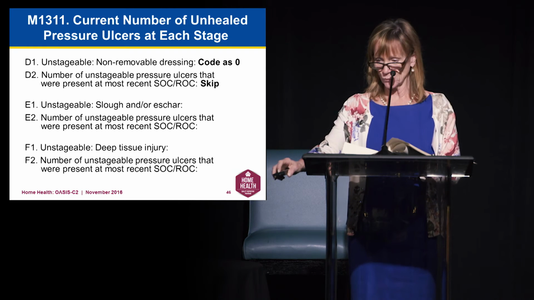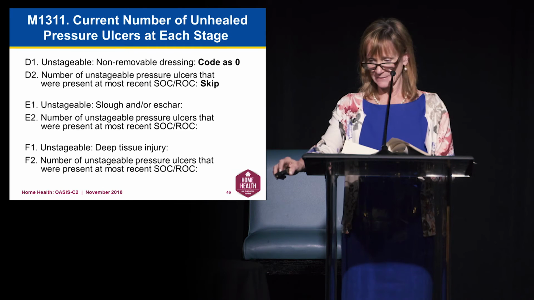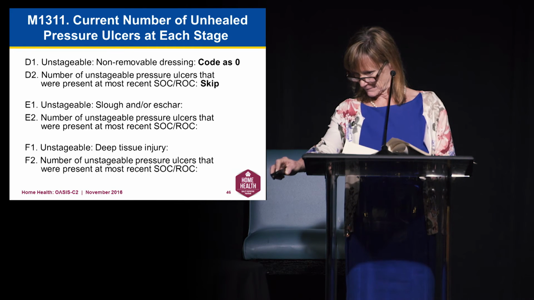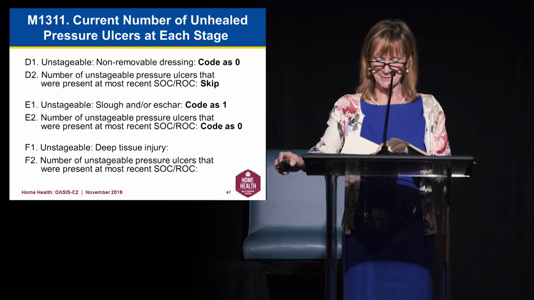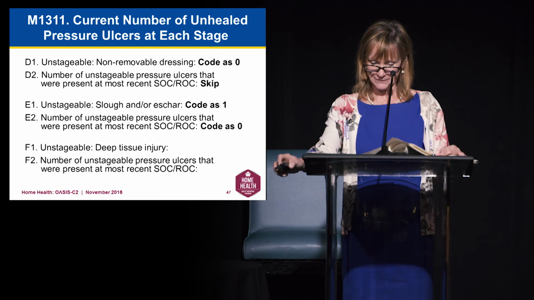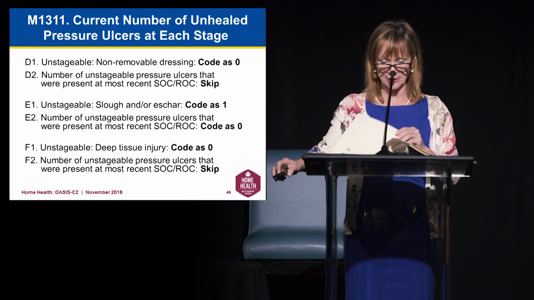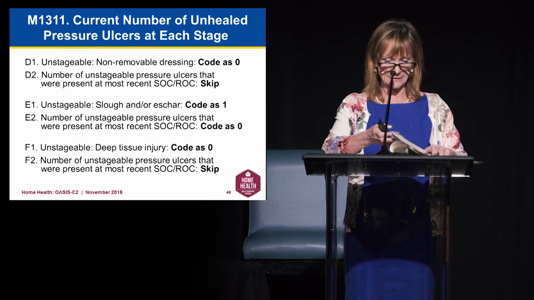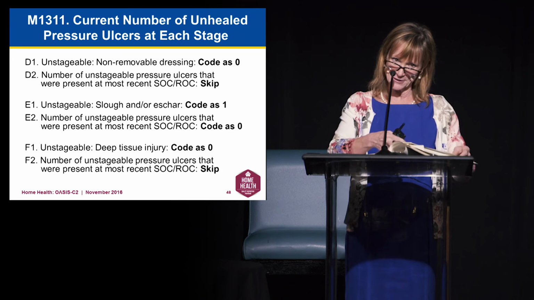And how about E1? That would be 1, correct. And for E2? 0. And how about for F1 and F2? 0 and skip. Excellent. Great job. Again, that was a little easier than Ann Spinard's scenarios yesterday, but great job.